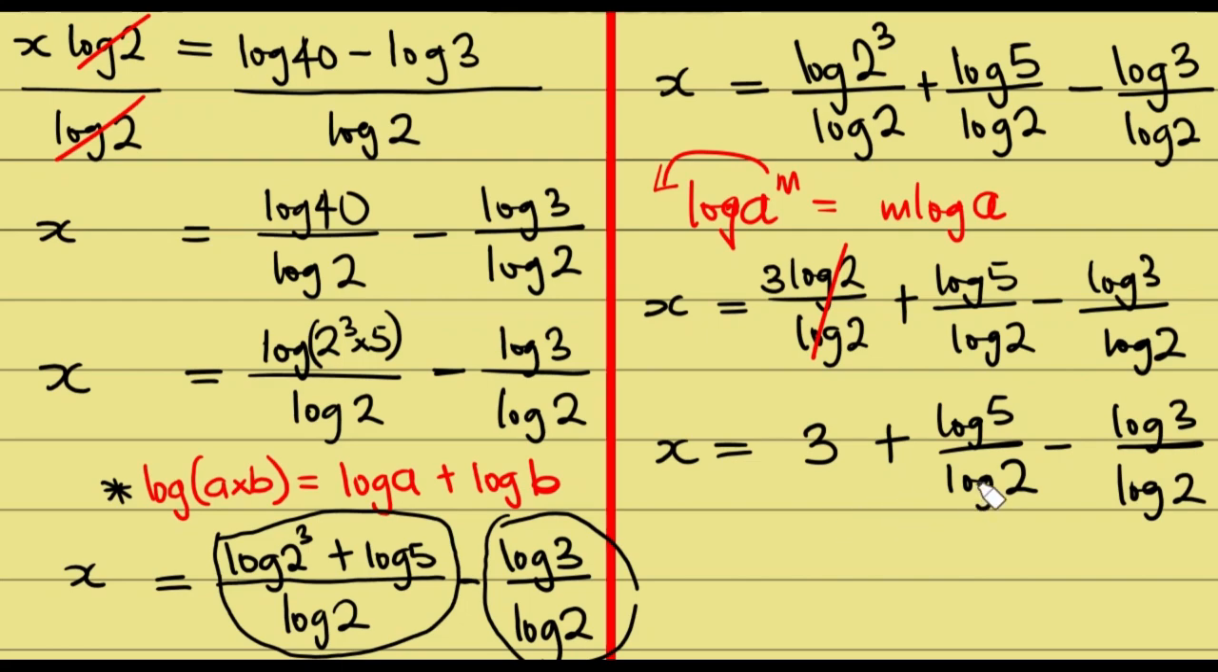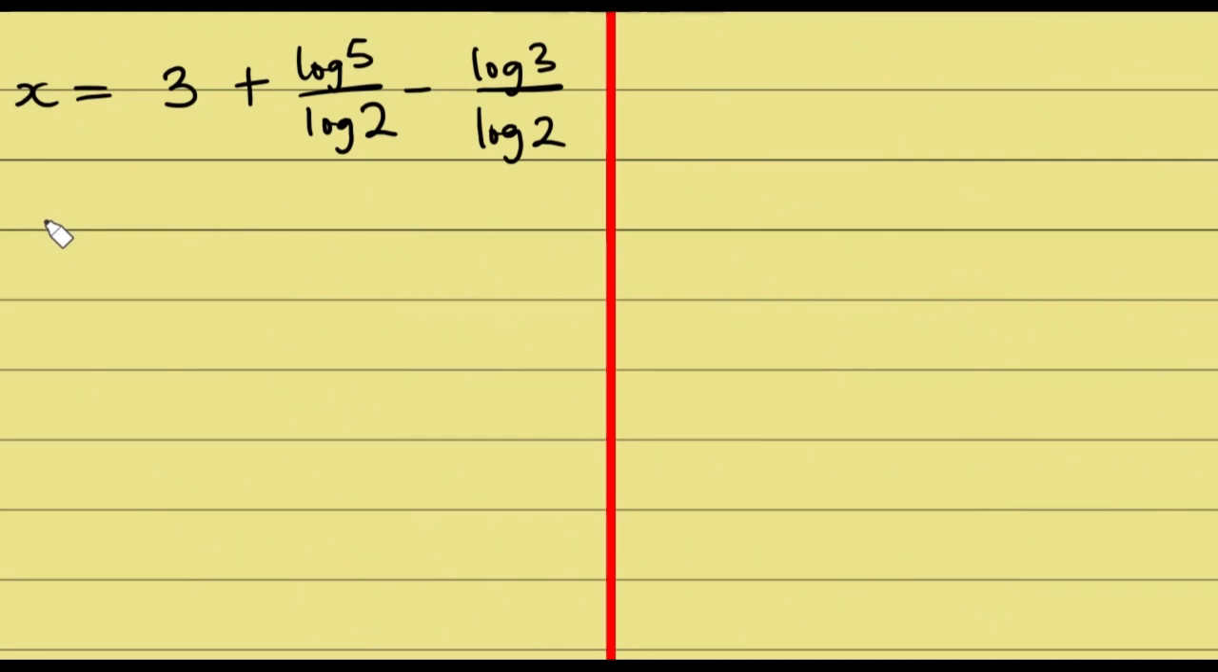At this point, we're going to need a certain logarithm rule to be applied to this side. Remember, if we have log of A over log of B, this can be written as log of A to base B. That is to say, the lower log is now the base, and the other is applied here. Therefore, I can now write the value of x to be 3 plus log 5 to base 2 minus log 3 to base 2.